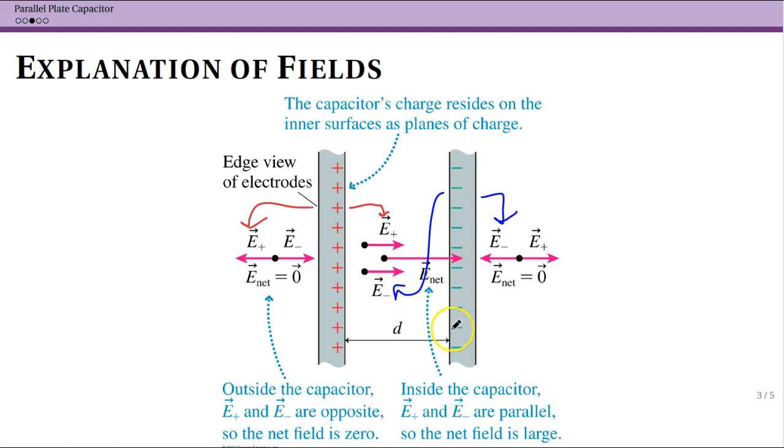So for a negative infinite plane, it points towards it. So on the right, you have it towards, and on the inside, you have it to the right. So on the inside, they are both pointing to the right. They are both pointing away from the positive or towards the negative, so that means they add.